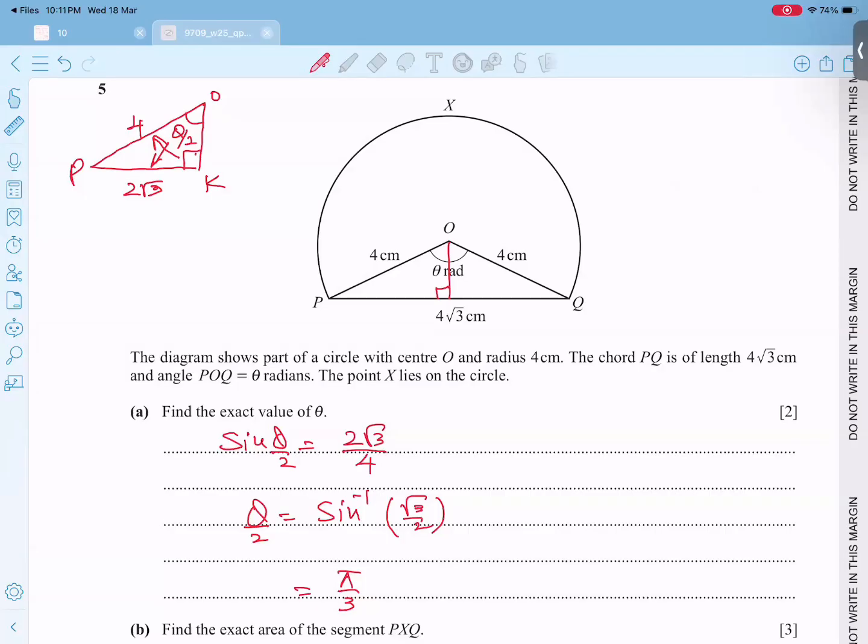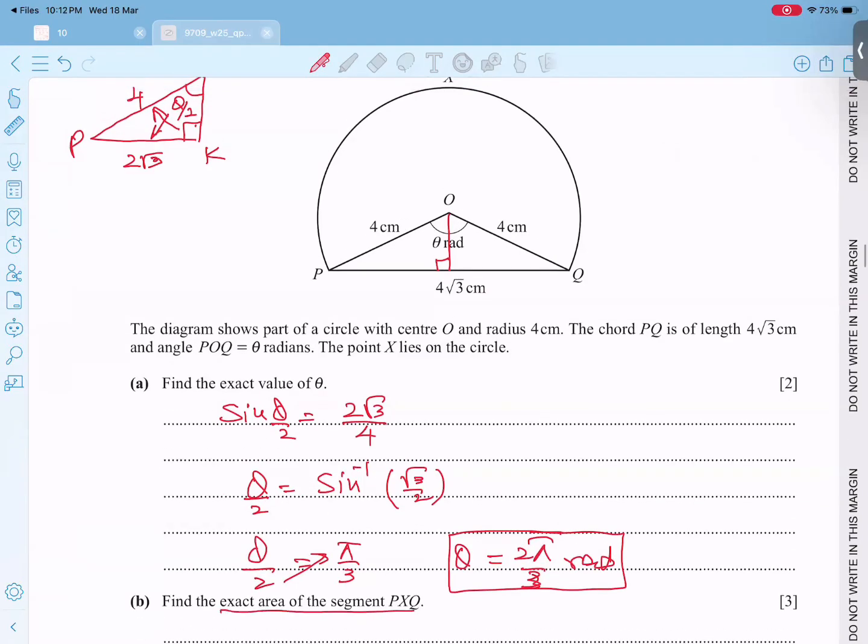60 degrees is pi by 3. So pi by 3, I got it, and now this 2 multiplies there. So the exact value I'm getting is 2 pi by 3. Okay, so this is my first part answer, in radians. Done. The second part is asking for the exact area of segment P.